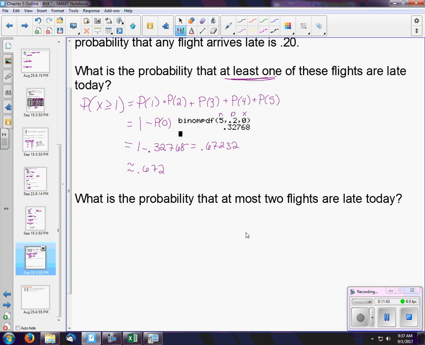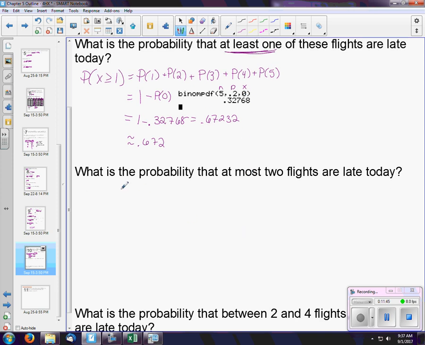Let's try that again for something a little more advanced here. What is the probability that at most 2 flights are late? At most means x is less than or equal to whatever boundary number they give us. So that means starting with 0, what's the probability of 0 or 1 flight? Or keep adding until you get to the upper boundary. So it's those 3 things added together. Before we found out that the probability of 0 was 0.32768, there's no need to go and calculate that again.